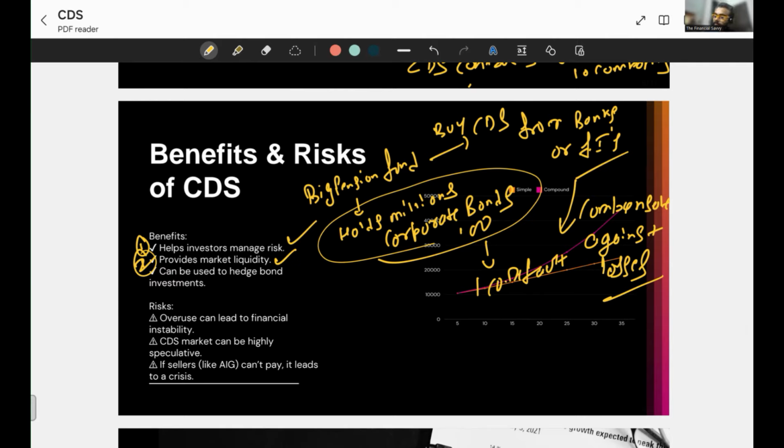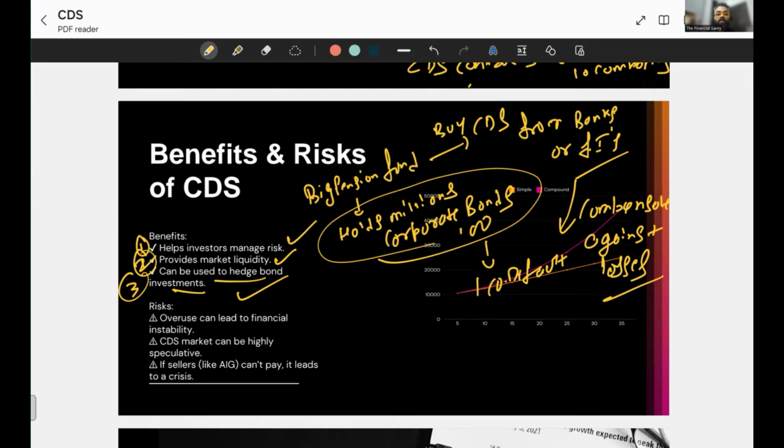Third is, it can be used to hedge bond investments, and like the way I explained, it can be used for speculation. Some investors use CDS not just for protection, but to make big money by betting on the financial troubles of the company against which they are buying the CDS. Again, an example: if a hedge fund believes a company will go bankrupt, it can buy a CDS contract, like I explained in the previous slide as well.